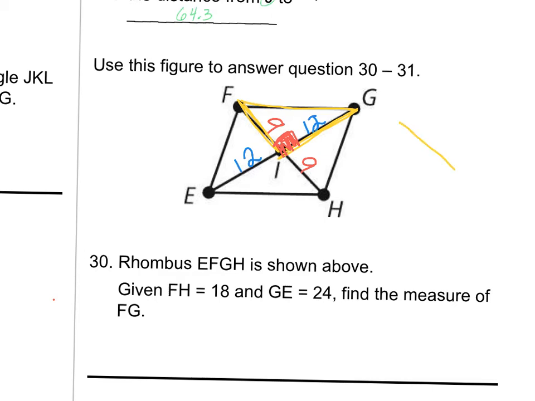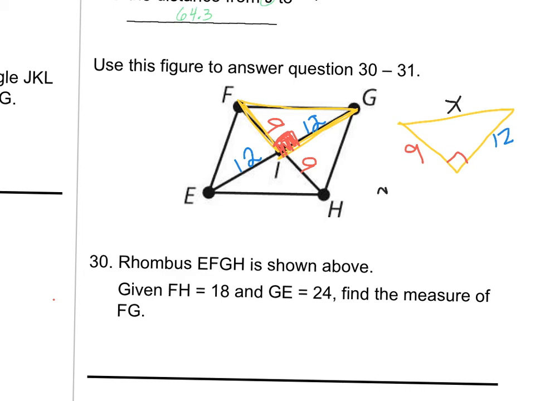So my triangle looks like this. And I have a right angle here. And I know this measures 9. And this one measures 12. And I do not know the hypotenuse.